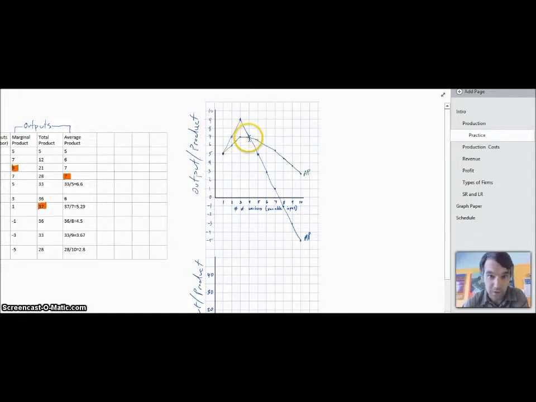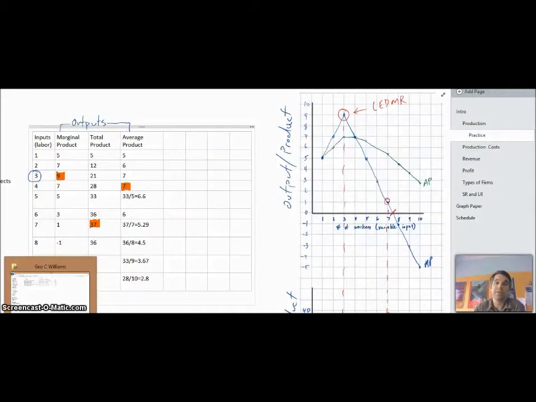Now, of course, you do see that MP and AP intersect each other there, and from this point forward that's why AP is downward sloping. Okay. Again, all we're saying is that the new number I'm introducing is less than the average, so of course the average has to fall. Another important thing about the relationship of MP to AP is, yeah, sure, MP will always cut through the highest point of AP, and that's neat, but so what?